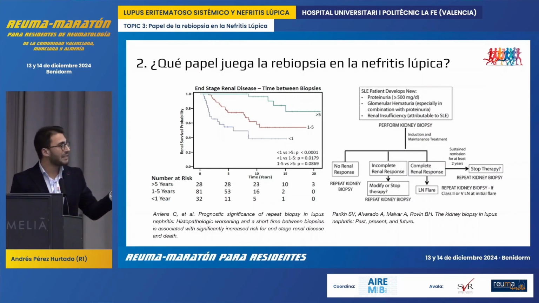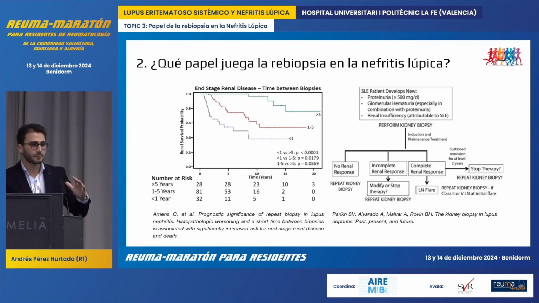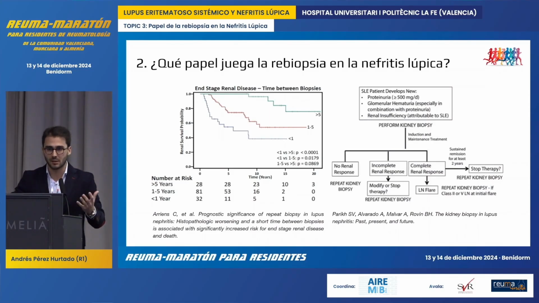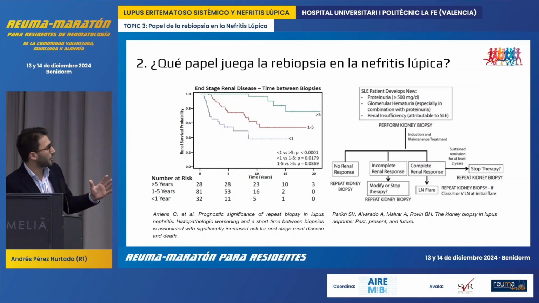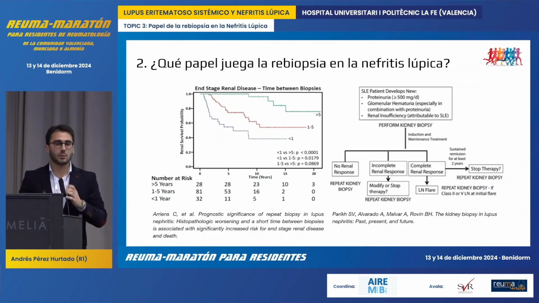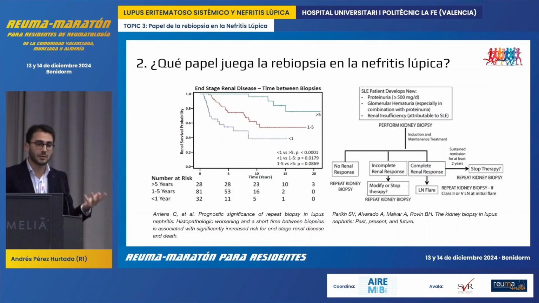Once again, Anna Malvar in this diagram here, she proposes something a bit different and revolutionary. It's true that the study is a bit older, the diagram, but what she and her collaborators propose is, hey, patients who have been in clinical remission for 2 years since induction treatment for the lupus nephritis in question, we can consider after 2 years the possibility of reducing or stopping medication by repeating the biopsy. Well, that would be a possibility, right?